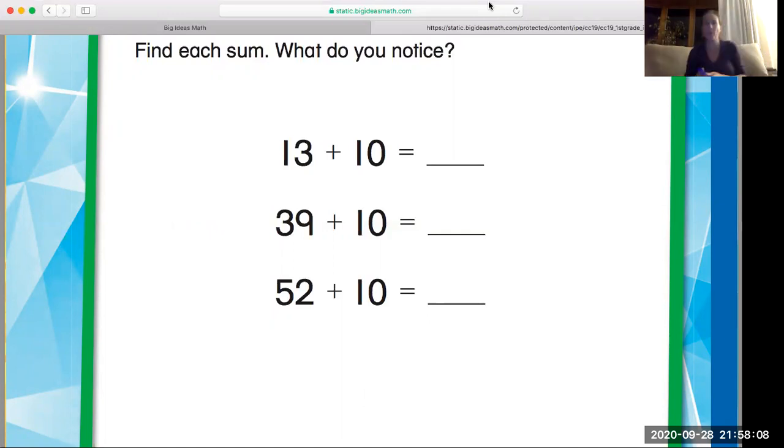Okay, so I'm hoping that you were able to solve some of these problems. If not, that's okay. We're going to go over them together, and then we're going to talk a little bit about what we notice about the pattern that we see. So, what do you think 13 plus 10 is? What do you think?